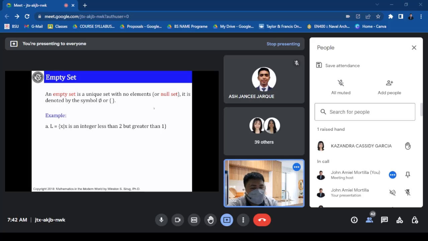Okay, so L is equals to x such that x is an integer less than 2 but greater than 1. Okay, so empty yan. So, x such that x is a number of panda bear in Manila Zoo. So, ano ba number ng panda bear sa Manila Zoo? Wala naman, di ba? So, empty. So, x such that x is the set of positive integers less than 0. So, ano ba ang positive integers natin less than 0?